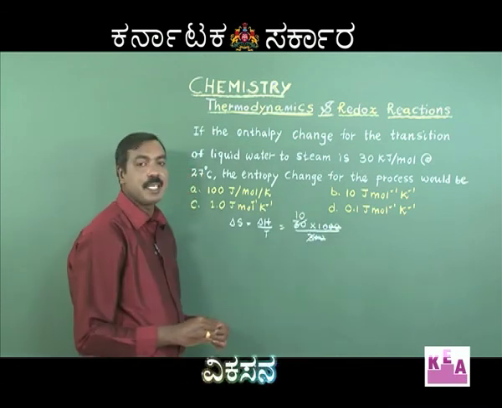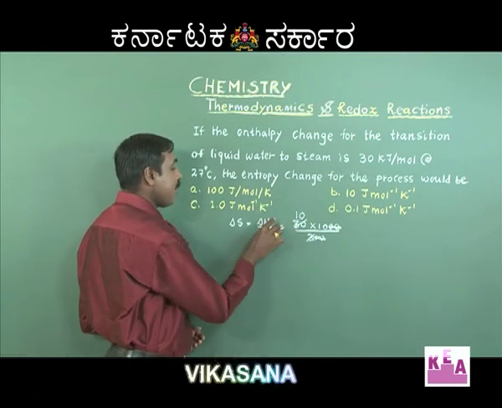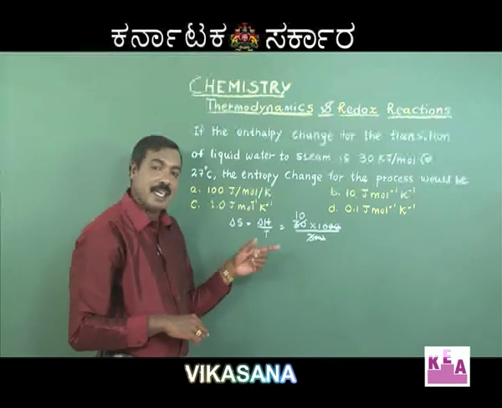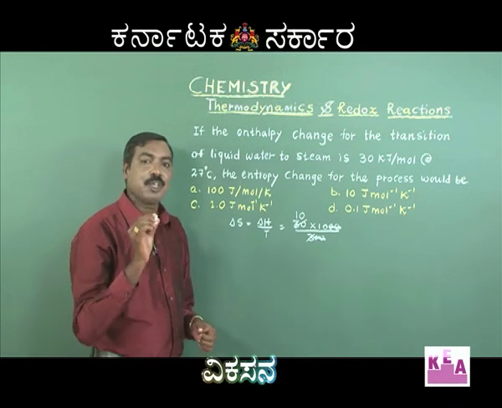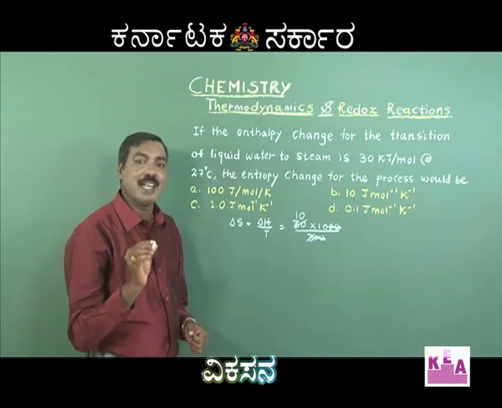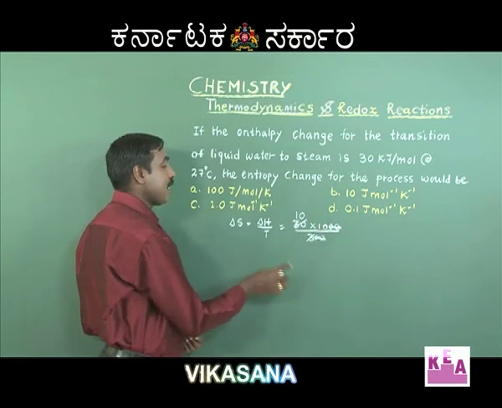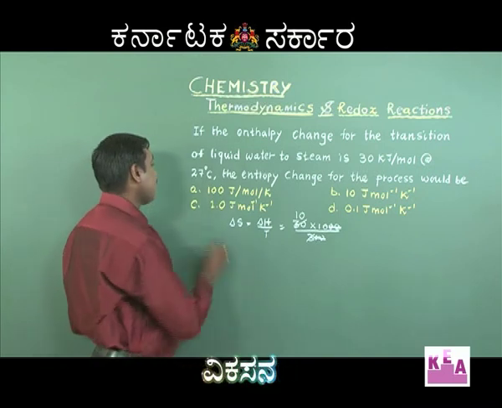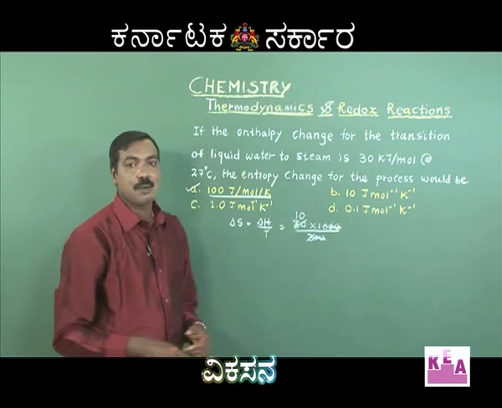Therefore, 10 into 10, the answer is 100 joule per Kelvin per mole, as I had explained to you in the previous question, that the unit of entropy is joule per Kelvin per mole. The answer is 100 joule per Kelvin per mole, and the right answer is option A, 100 joule per Kelvin per mole.